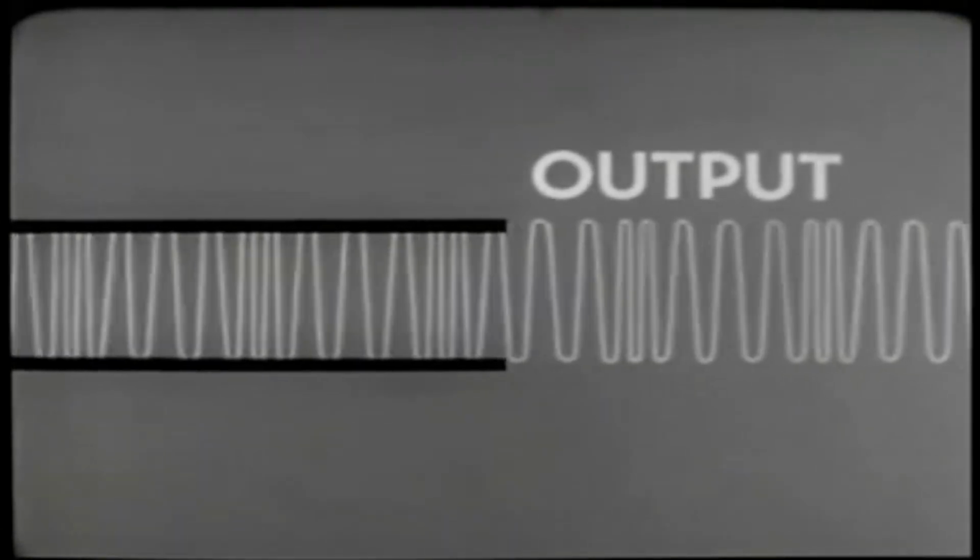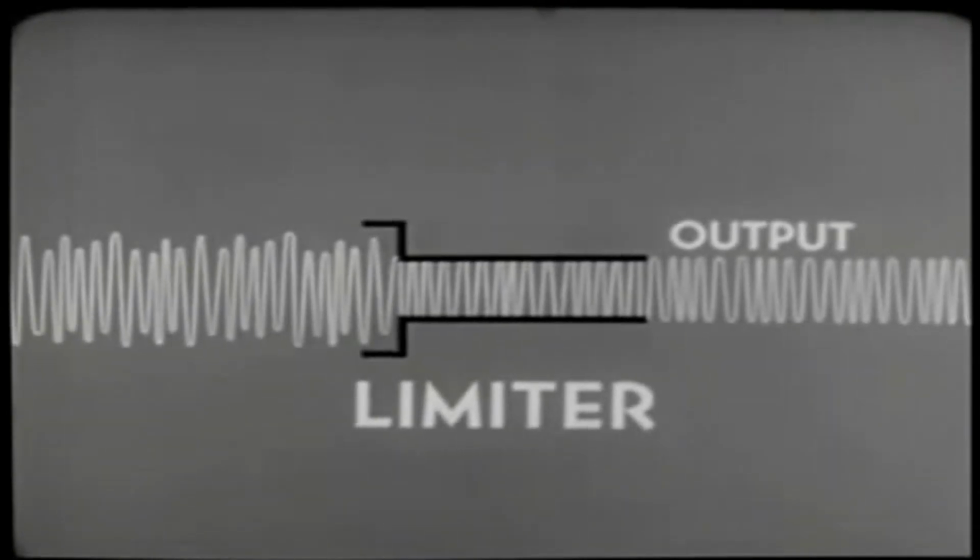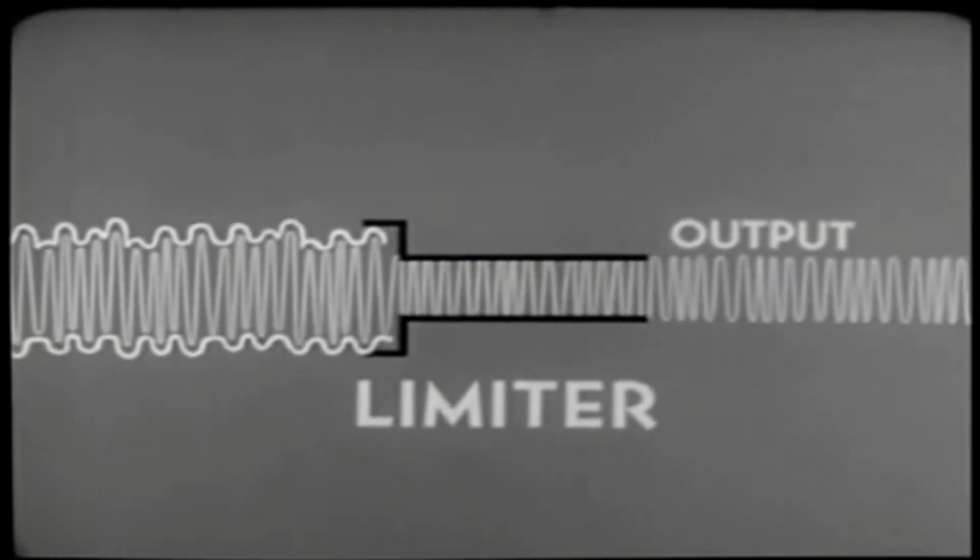Its output is a wave that still carries the intelligence in the form of frequency variations, but it no longer includes the extremes of amplitude that carried any interference picked up during transmission. The next step is to extract the intelligence, to change the frequency variations back into audio frequency voltage variations, which we can then amplify and feed to a speaker. In an FM receiver, this is the function of the demodulator or discriminator.